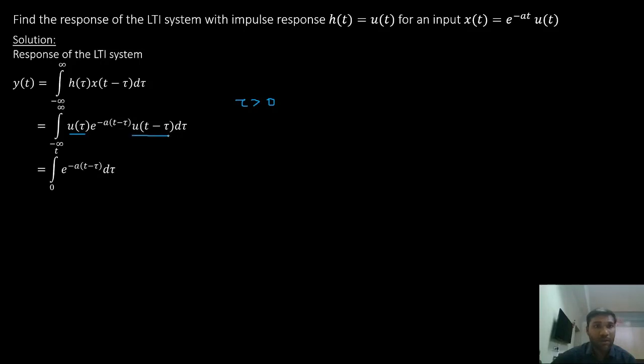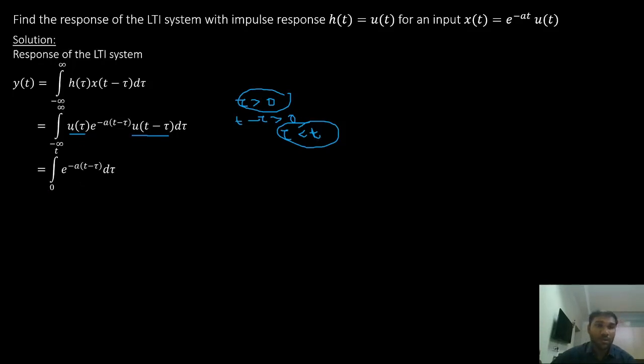And u of t minus tau exists for t minus tau greater than 0, right? That means tau is less than t. Now if you combine these two conditions, what does it say? My tau is greater than 0 and less than t. So the limits for tau are going to be 0 to t.